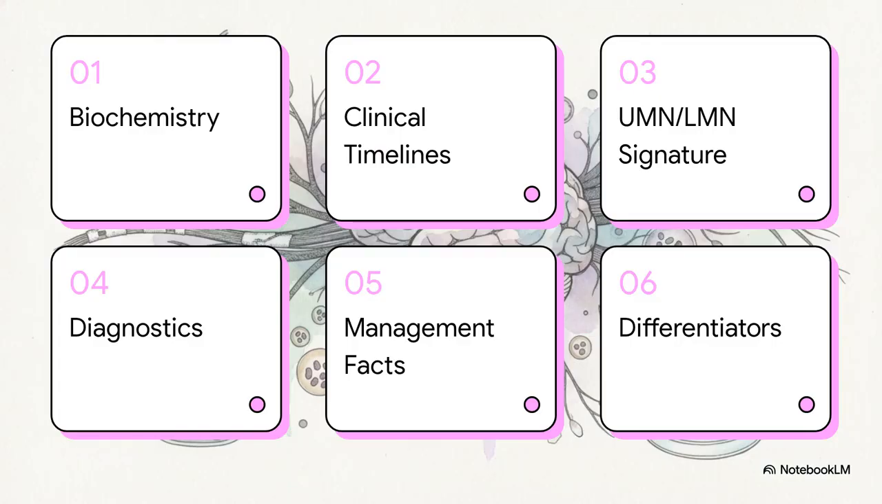Here's a quick look at our agenda. We'll start with biochemistry and clinical timelines, uncover that crucial UMN/LMN signature, review diagnostics and management, and then finish up with the ultimate leukodystrophy differentiators. We're building this whole framework around the 6 biggest exam traps, so you literally never miss these questions again.